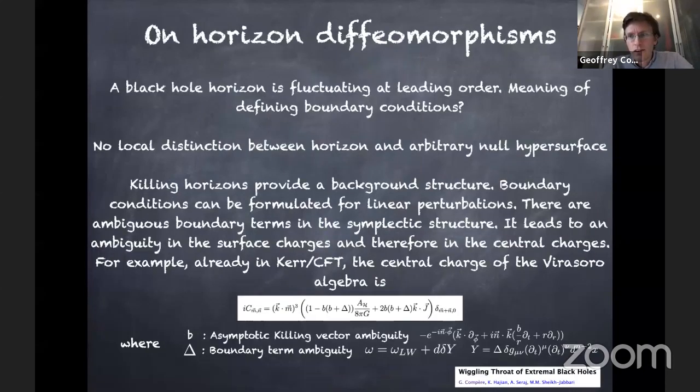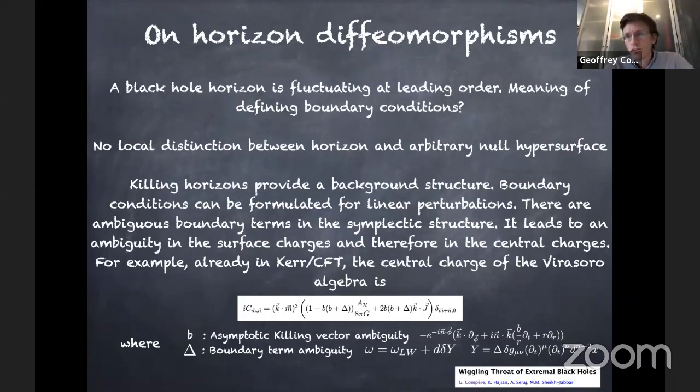One comment also on horizon diffeomorphisms. This puzzles me a lot. In general, the horizon is a dynamical place, and so it's fluctuating at leading order. So it's very hard to define boundary conditions. In particular, a horizon and an arbitrary null surface are very similar locally. So it's not clear to me how one could define boundary conditions in general on a horizon. I understand that for a Killing horizon it's possible, at least at linear level, because there is a background structure.